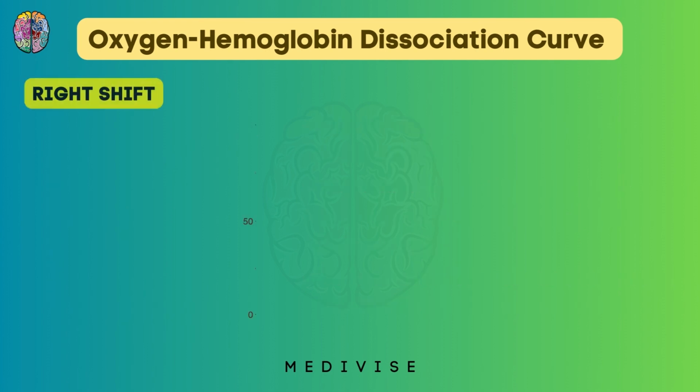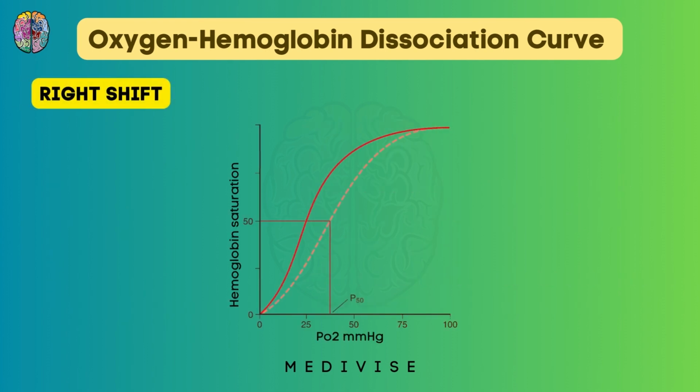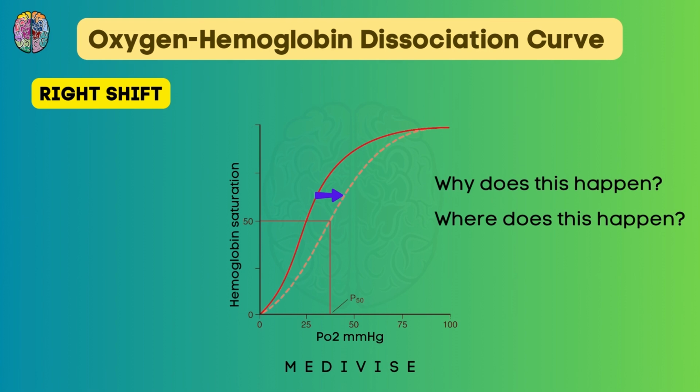Okay, so let's start with the first subtopic, which is right shift. Here, following the thick red line, you can see that this is the normal OHDC. But the dotted red line shows that the curve has shifted to the right. Now to understand the right and left shifts, it is important to understand why this happens, where this happens, and when this happens. So we will try to answer all of these questions in this video.